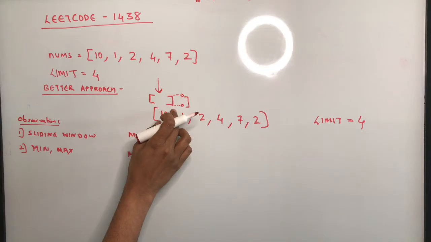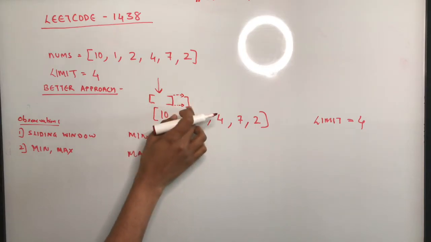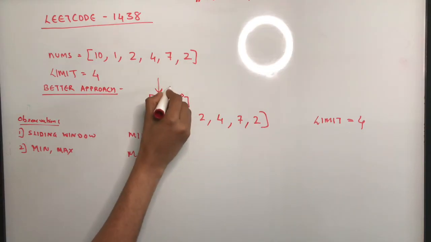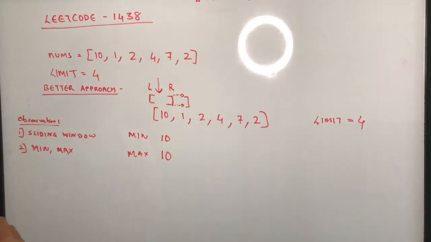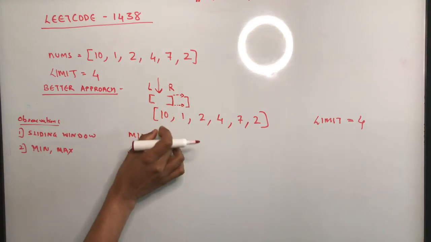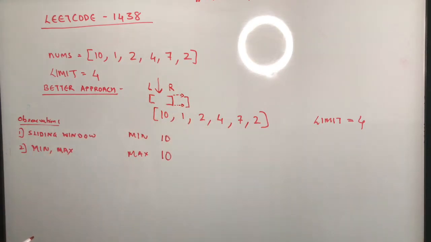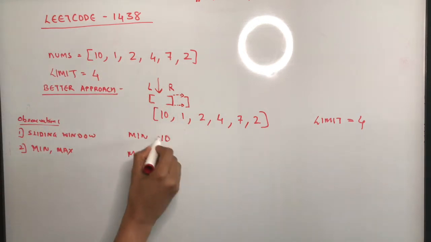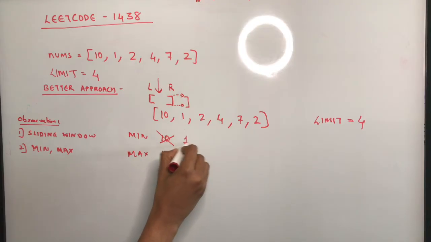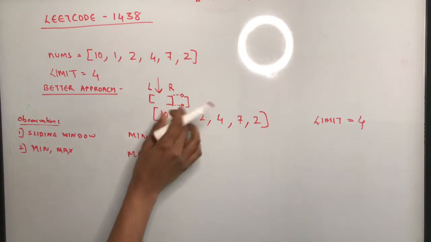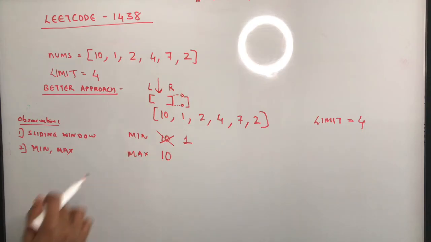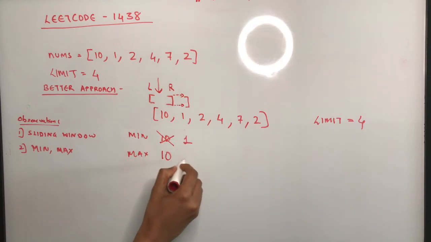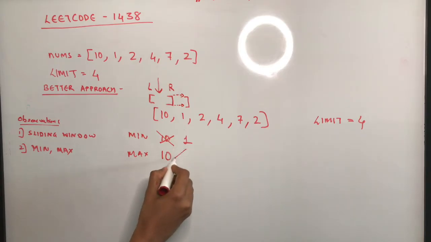Now next we will expand the right side of this window so as to include more elements. In this case we are expanding the right side of this window, and we are including 1. So now we have 10 and 1 as a subarray, and we are checking whether this subarray satisfies that particular constraint. For that we'll have to update the min element. So min becomes 1 here and the max remains 10, because in this window your max is 10 and your min is 1. So we'll check the difference again, 10 minus 1, it is 9. So the constraint is violated here.